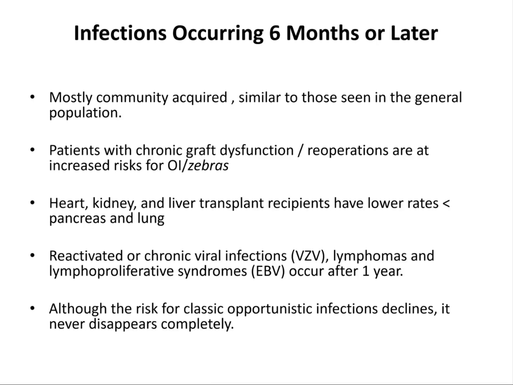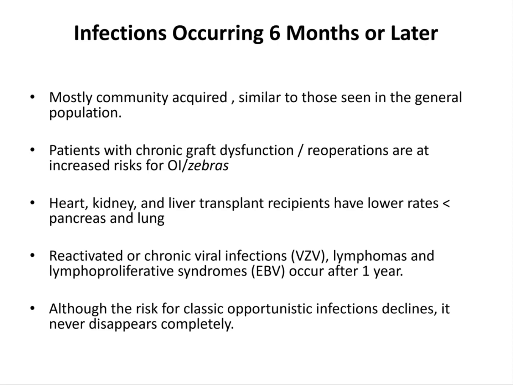So if they are the lucky group, then you're more likely to see community acquired infections, right? Your influenzas, your COVID, your UTIs. If they belong to the highly immune suppressed, then you have to be careful about the OIs, the opportunistic infections, and then zebras start happening. That's when it can be anything.